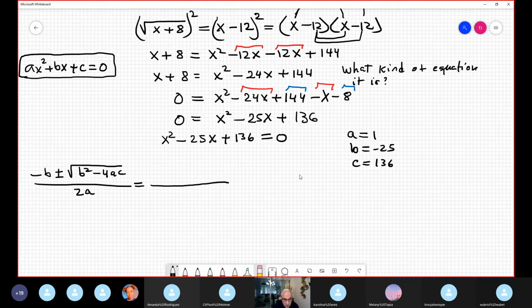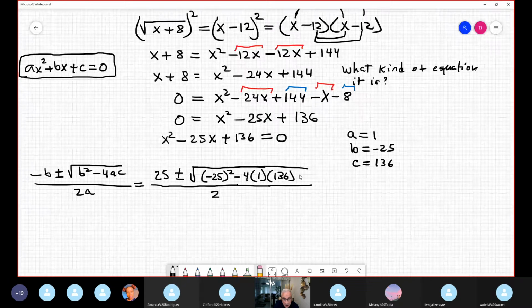minus b. And we found a double negative. The negative of the formula and the negative of the negative 25. Okay, when you substitute here together, it gives me positive 25. Plus and minus the square root of negative 25 squared minus 4 multiplied by 1 multiplied by 136. Everything divided by 2 times a, in our example is 1.